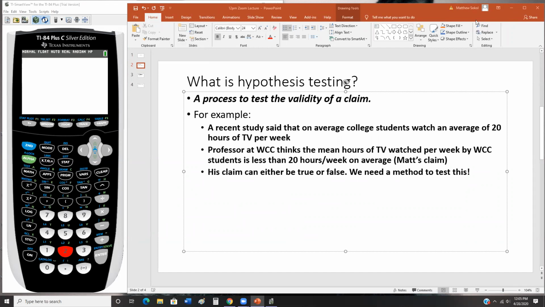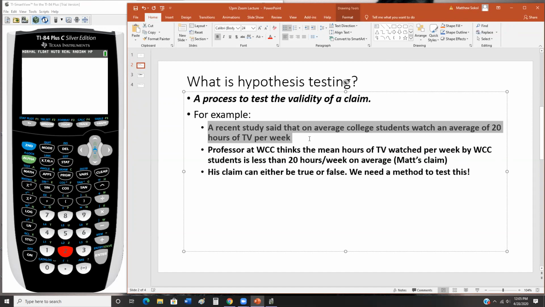This is the example we're going to work through this lecture with. So I just made this data up, so don't take this as true. But let's just imagine that I didn't make it up and it is correct. So a recent study said that on average, college students watch an average of 20 hours of television per week. So that's the national average. That's every college student across the entire country, in each state. So 20 hours of TV a week.